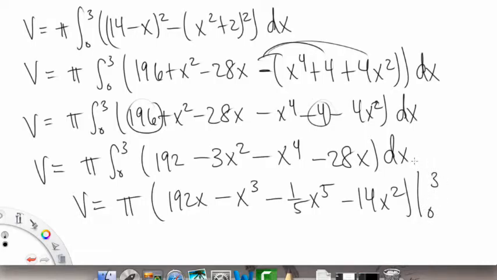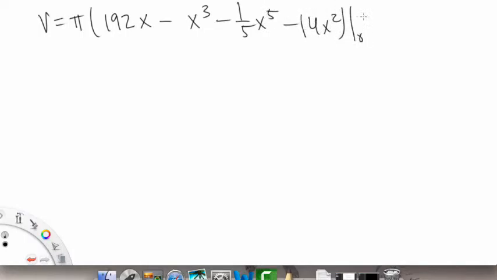Okay, so basically for all of these, we have an x term of some sort. So when we plug in that top limit of integration, that'll be fine. But when we plug in the bottom one, we're basically just going to be subtracting 0, so we can just forget about it. I'll continue this on the next slide so we can do the rest of the math on there. So we have V is equal to pi times 192x minus x to the third minus 1 over 5 x to the fifth minus 14x squared, evaluated from 0 up to 3.